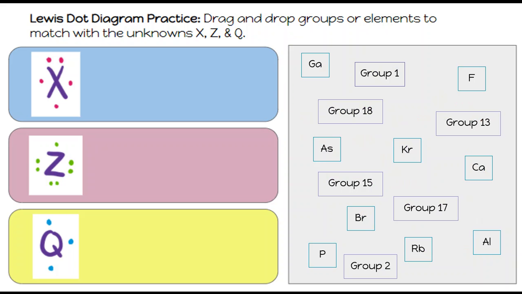Now let's do some practice. So your turn here, looking at X. This is some generic element that has 5 dots around it. What do those 5 dots mean? What group? How many valence electrons? What do we got going on here for X?